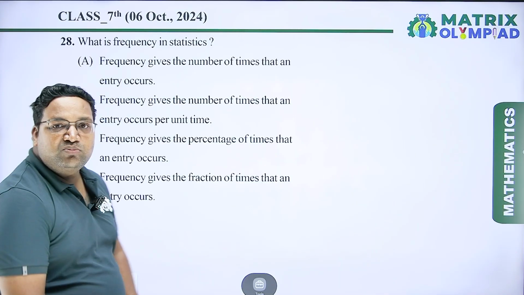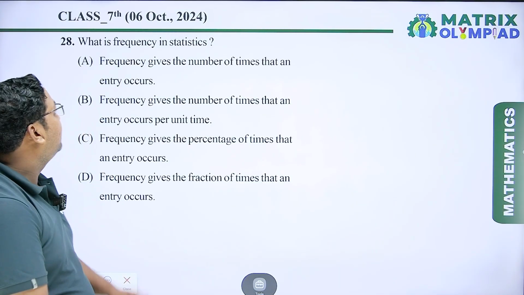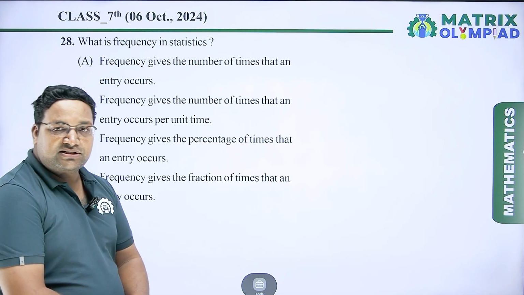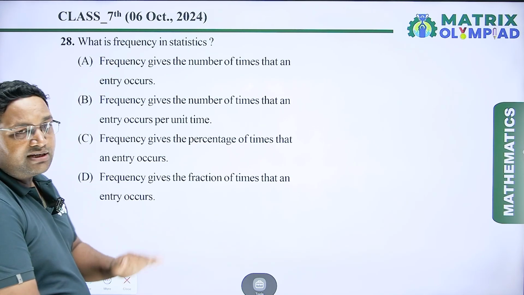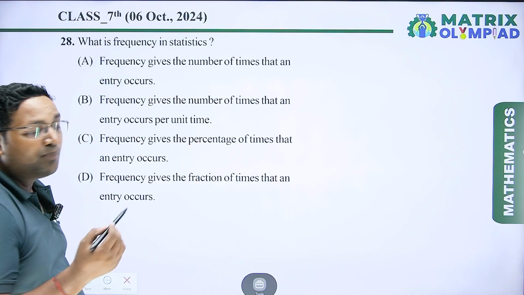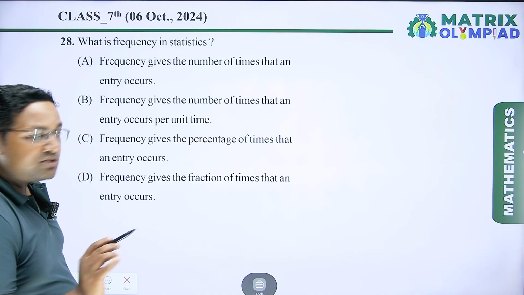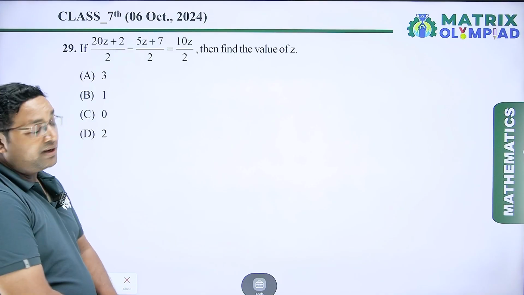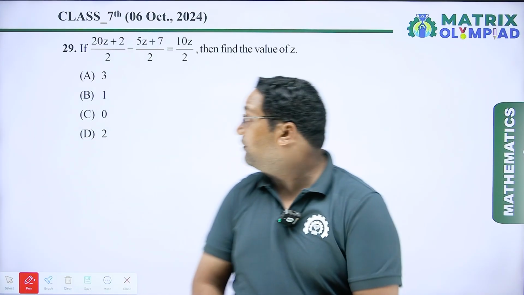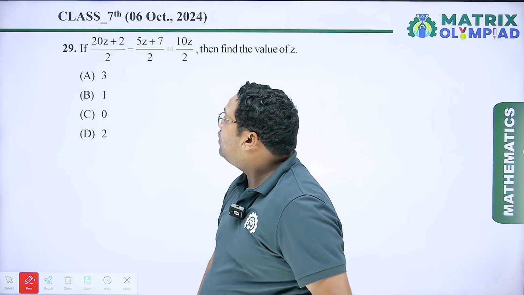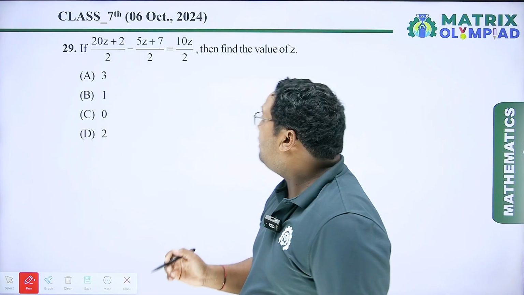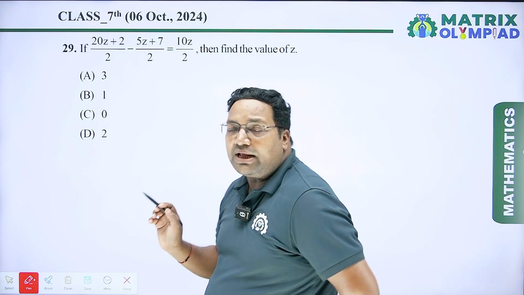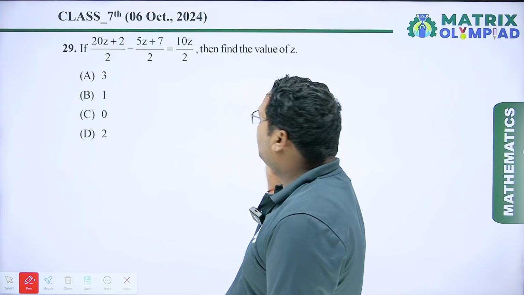Now moving to question number 28, that is, what is the frequency in statistics? So in statistics, frequency gives the number of times that an entry occurs. So correct option is A. Next, question number 29. If 20z plus 2 minus 5z plus 7 upon 2 is equal to 10z upon 2, then find the value of z.